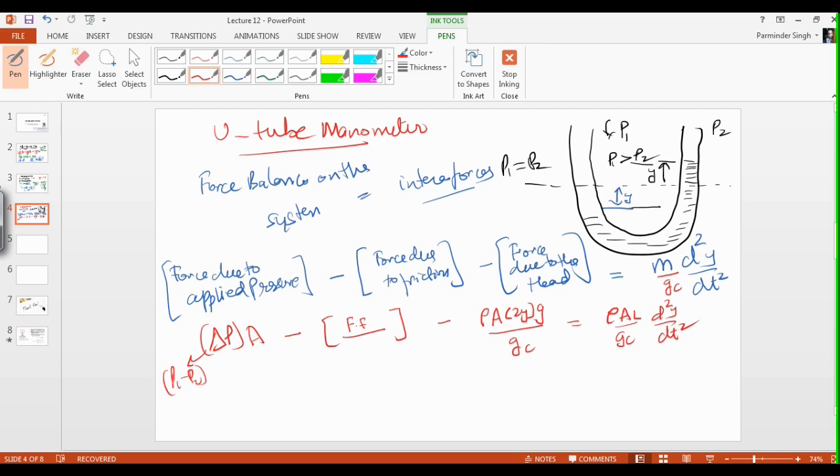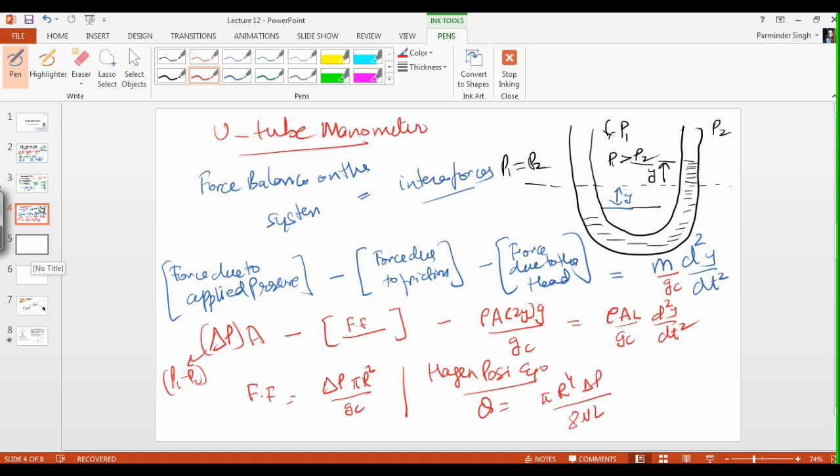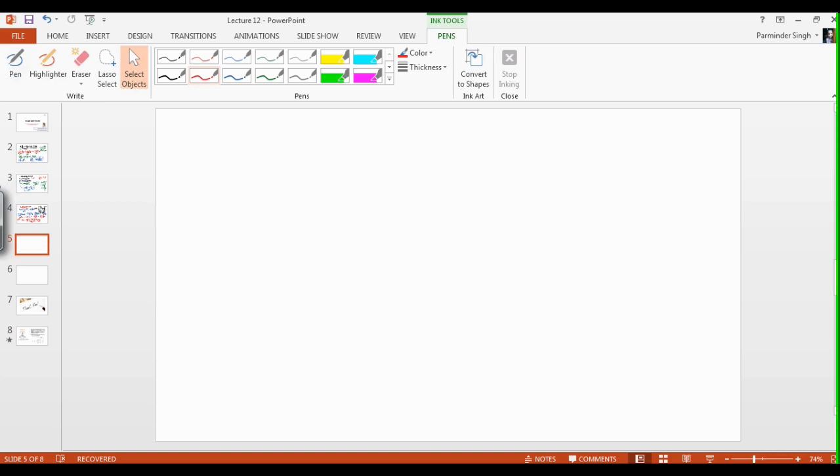Now let's talk about the frictional force. Frictional force is nothing but delta P into pi r square by gc. Clear? According to Hagen-Poiseuille's equation, what is the volumetric flow rate? That is pi r4 delta P upon 8 mu L. And what is the volumetric flow rate again? It is A dH by dt. Let me write it on the next page.